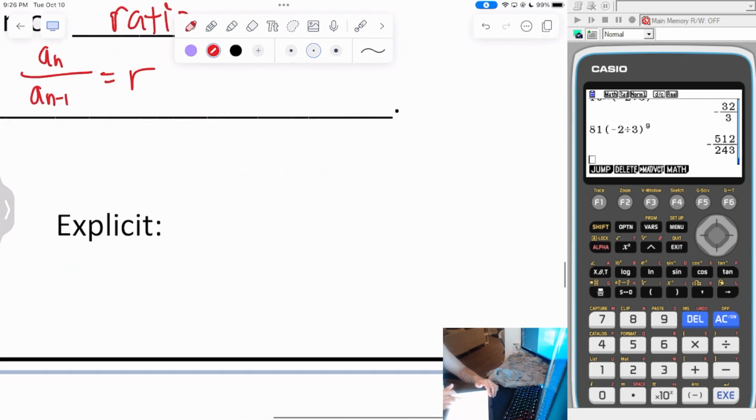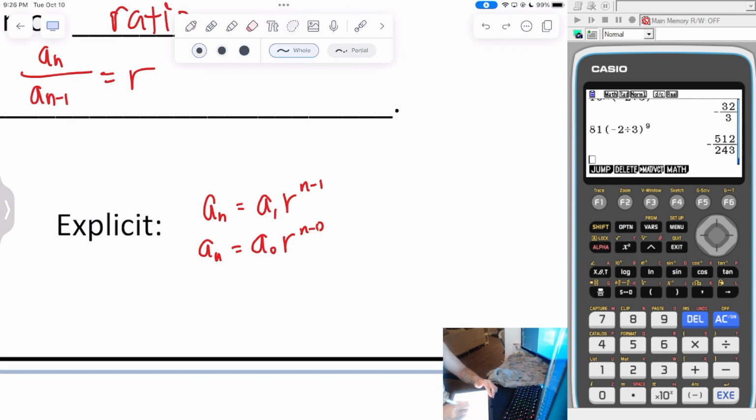Let's move on to the explicit form. Explicit form has 3 equations, very similar to the one that was arithmetic. There's one where you have an arbitrary term of the sequence, as well as the first term of the sequence, times r to the n minus 1. We also have a sub n is equal to a sub 0 times r to the n minus 0. And again, I'm only emphasizing the minus 0 part to show you that we derived it from the previous equation. I don't necessarily have to write it.